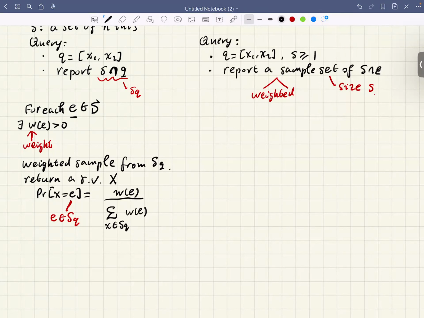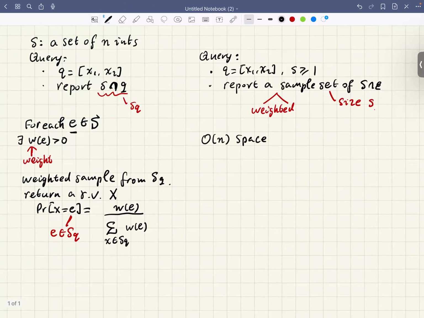So we have been talking about this for several weeks now. If you look back at the lecture notes, you know that currently we're able to solve the problem with a structure with linear space. By the way, n is the size of the set here, the size of the data set. And you're able to answer any query in log n plus s time. Okay, so this is what we're able to achieve.